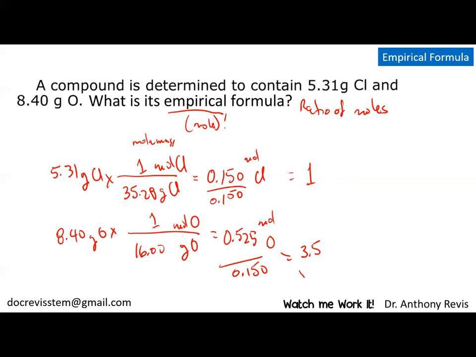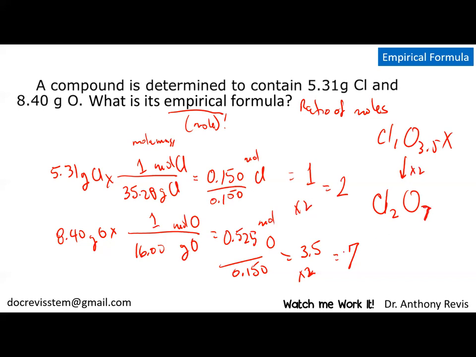So we have to multiply this times 2. Therefore, we have to multiply this times 2 as well. So this becomes a 2. This is just the rules of math. So check your math rules. You'll get this, and this becomes a 2 and a 7. So the empirical formula here is Cl2O7. Again, I don't write it as 1 to 3.5. We don't do it that way. We multiply everything times 2 to get it to whole numbers. So it's a 2 to 7 ratio. And this is my square and final answer.